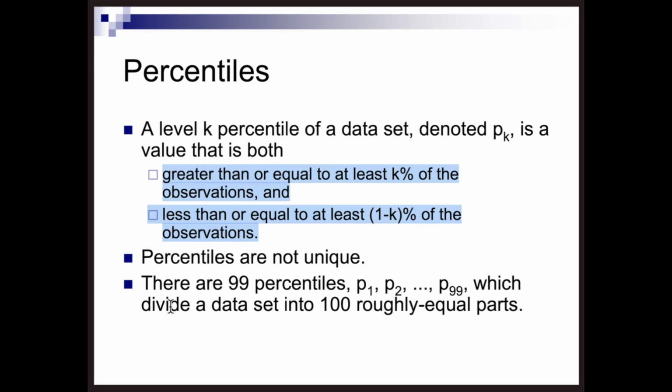And there are 99 percentiles, P1 through P99. Well, there are 99 whole number percentiles, let me say that. We can always talk about fractional percentiles, but we're talking about the whole number percentiles when we say that there are 99 of them. These 99 whole number percentiles divide a data set into 100 roughly equal parts.